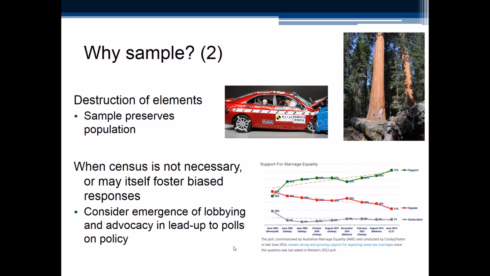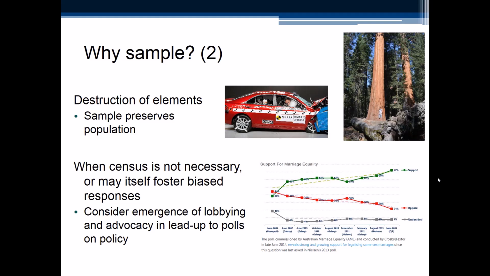They don't want to crash test all of their vehicles and then say, yes, we've got a 99% rating in terms of accuracy. They probably only want to crash test a few of those because they want some left over to sell. So anytime our research procedure destroys elements, obviously we want to only conduct that research with a sample. Same thing with old growth forests. You don't want to cut down the entire forest in order to say, yes, our trees were 1,000 years old, because then you have no forest left.